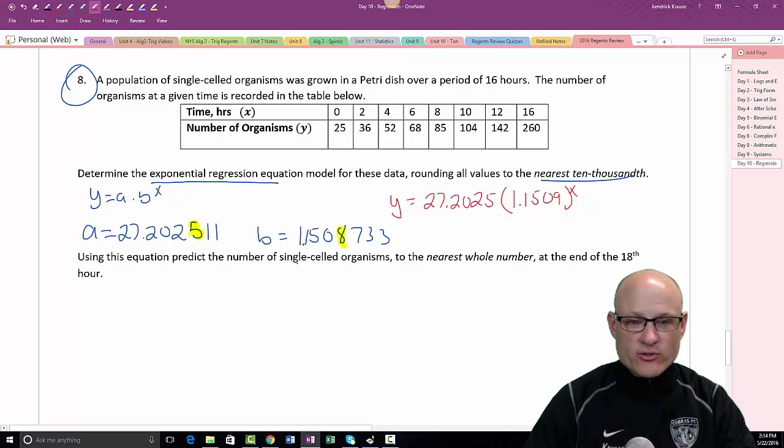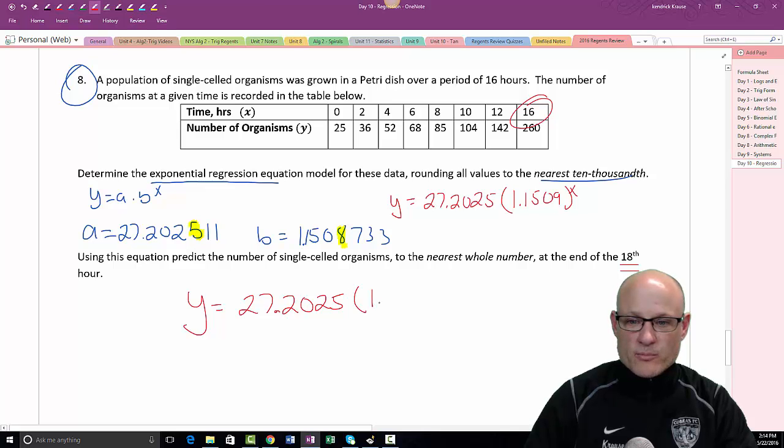And finally, it says, using these equations, predict the number of single-cell organisms at the end of the 18th hour. Okay, we just have to plug 18 in. That's it. Man, we're almost done. y equals 27.2025 times 1.1509 raised to the 18th.